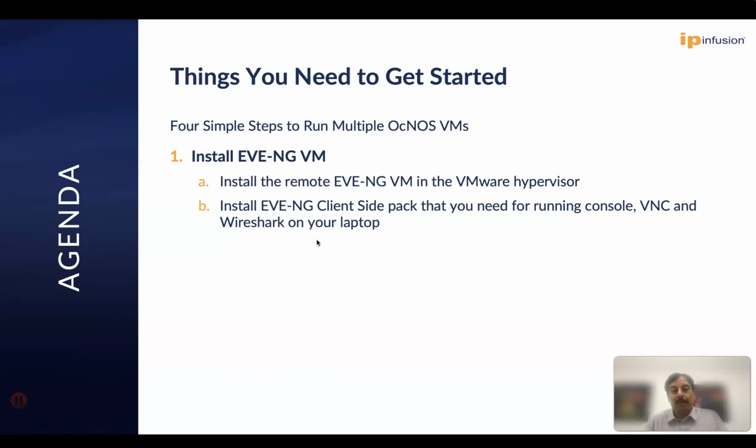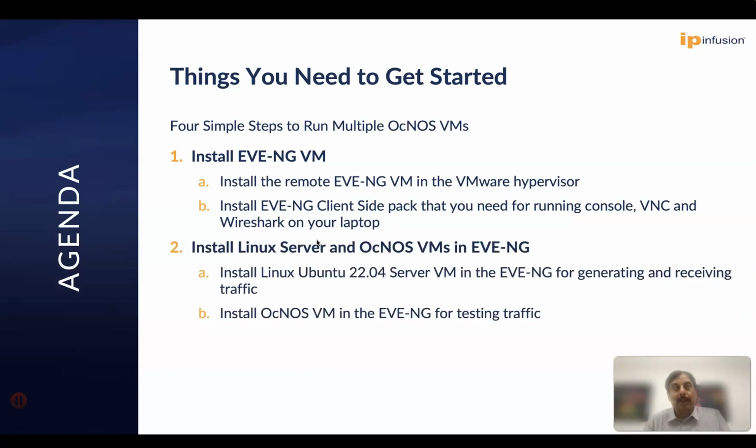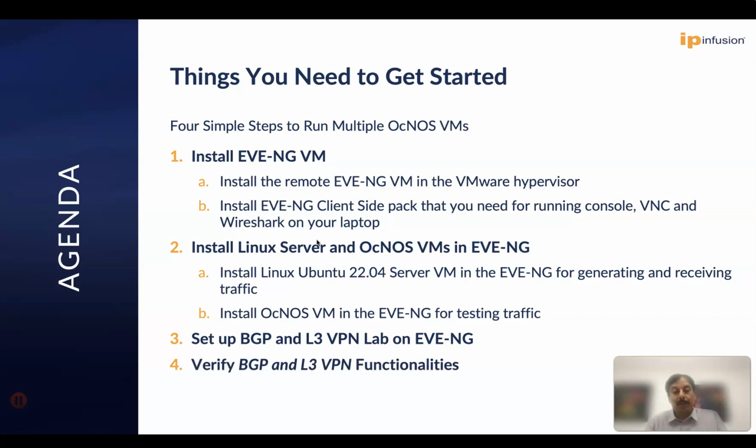First, we will be installing EVE-NG VM on an ESXi hypervisor. We'll also install the EVE-NG client-side pack, which is needed for telnet console access from your laptop. Then we will be installing Linux server and OcNOS VMs inside EVE-NG. From that point onwards, we will be using the user interface, which is a browser user interface for EVE-NG. We will set up BGP and L3 VPN topology, and we will configure the nodes. Finally, we will verify the BGP and L3 VPN functionalities.